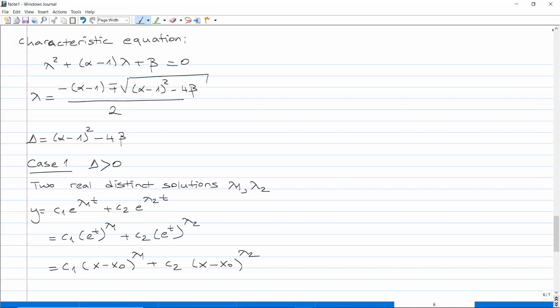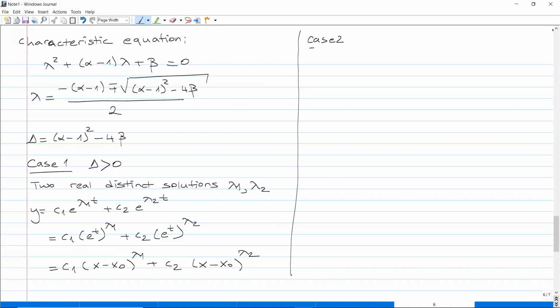The discriminant only depends on the numbers alpha and beta, which come from the equation. If the discriminant is positive, we have two independent solutions. Independent solutions are polynomials in terms of x minus x0, not x, but x minus x0. So the solution is a polynomial if the discriminant is positive.